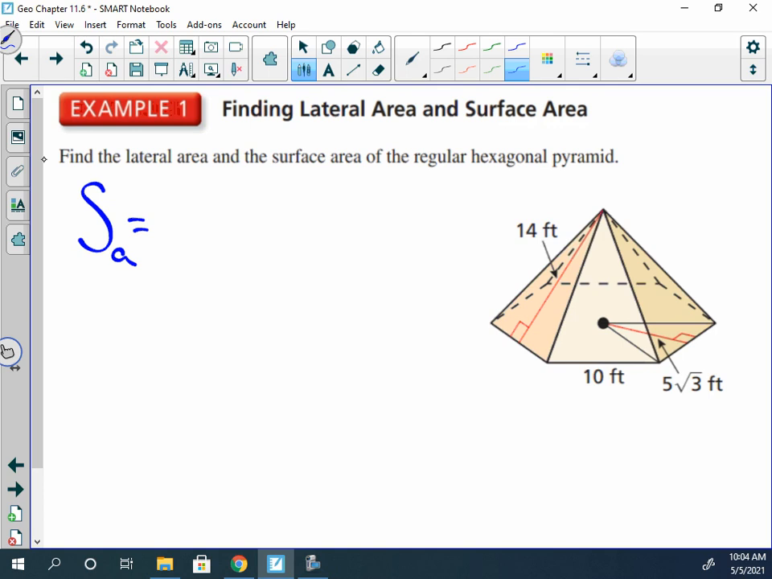So for our surface area here, we're going to need the area of the base, and with most of these pyramids, we only have one base, because it's just the bottom. And then we need to find the area of the lateral faces. Now this base is a what? Hexagonal. So hex means what? 6, so it has 6 sides, yes? So the area for our base is going to be 1/2 the apothem times the side length times the number of sides.